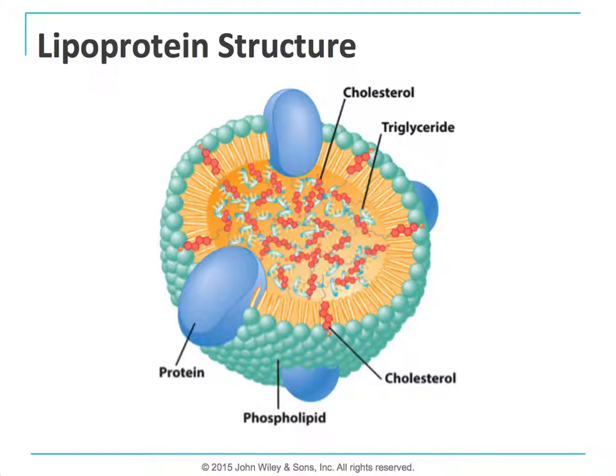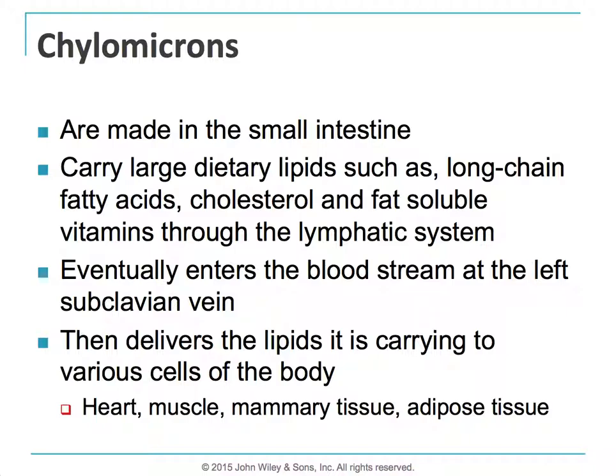There are, as I said, 4 different kinds. We're going to go into more detail on each of those now. First up is the chylomicrons. These are made in the small intestine, and they work to carry large dietary lipids such as long-chain fatty acids, cholesterol, and fat-soluble vitamins through the lymphatic system. Eventually, they enter the bloodstream at the left subclavian vein and then deliver the lipids that it's carrying to the various cells of the body, right? So the chylomicron bus delivers the different fats at the different bus stops, the heart, the muscle, the mammary tissue, and the adipose tissue of your body.